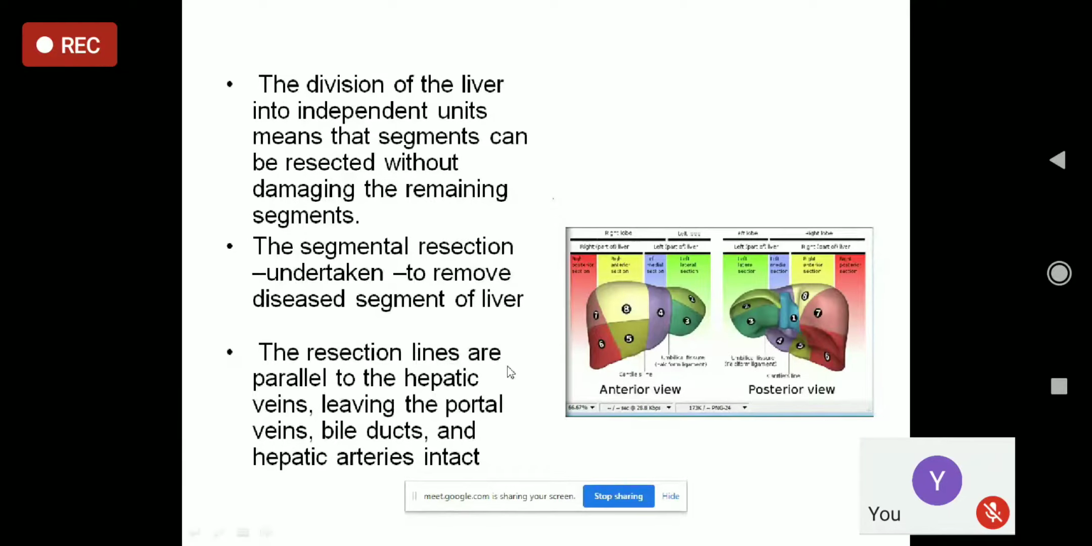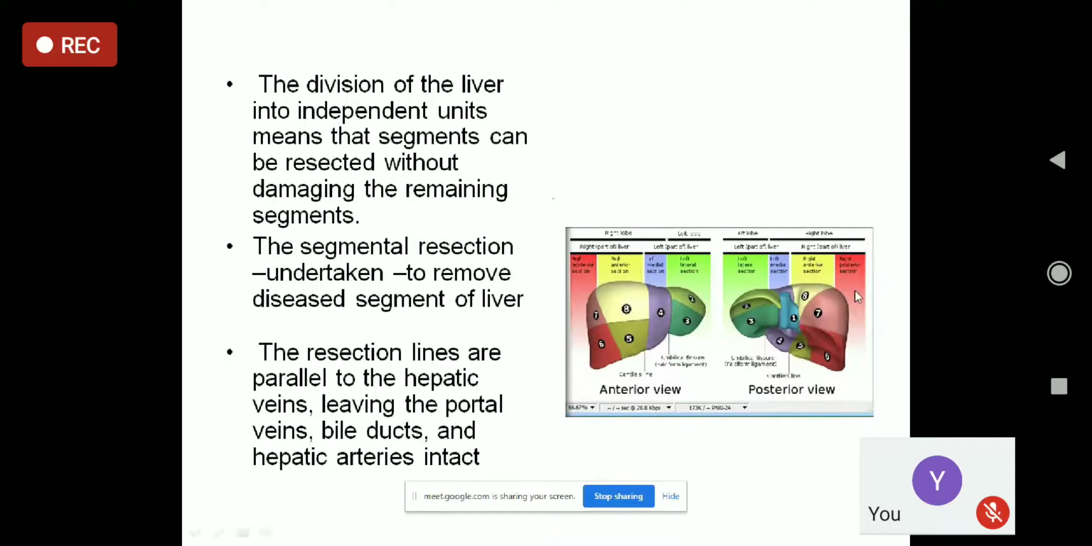So resection lines are parallel to the hepatic vein, leaving the portal vein, bile duct, and hepatic artery intact. As I told you, each segment consists of the portal vein, bile duct, and hepatic artery. So if we cut one segment, it doesn't hamper the others. You're getting me? So this is the independent unit.